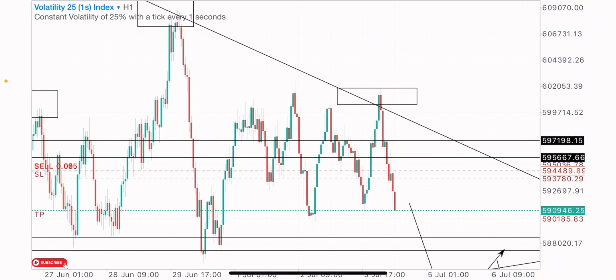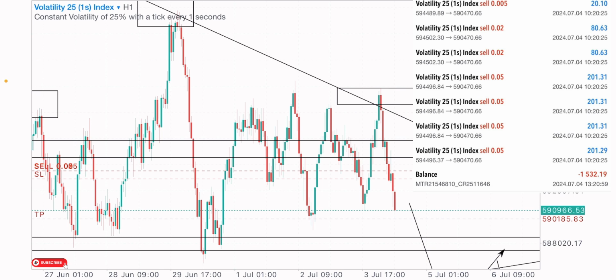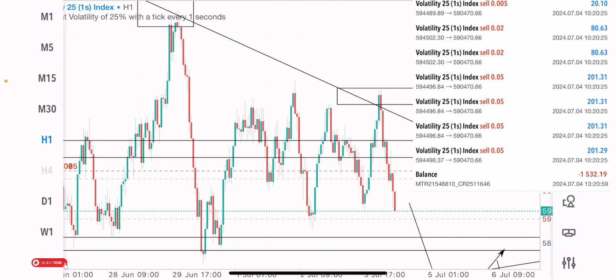We are still moving in good profit. My stop loss is below my entry. Our TP is about to get smashed right now. So that's it, guys. That's how I sold this index, and I shared this sell signal with my VIP members.